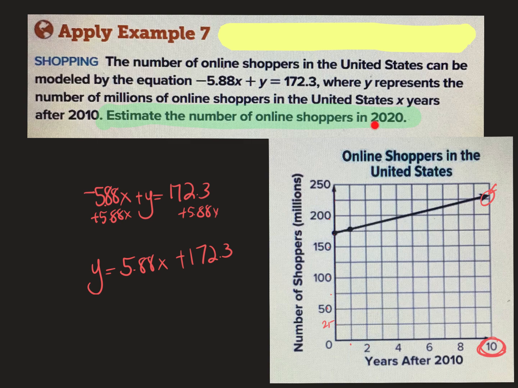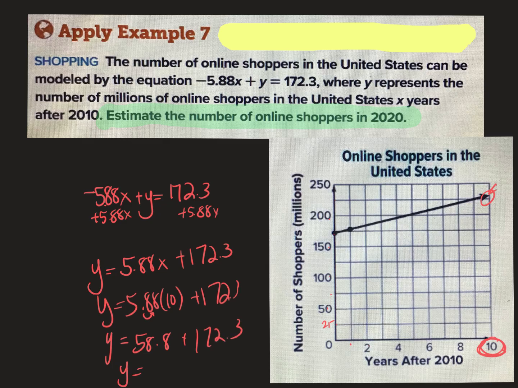How many years past 2010 is 2020? It is 10 years. Which of these two things stand for the number of years after 2010? Well, that's X. So that means in place of X, we're going to put 10. So y equals 5.88 times 10 plus 172.3. Multiplying 5.88 times 10, you move that decimal point over once. So 58.8 plus 172.3. So add those two numbers together.